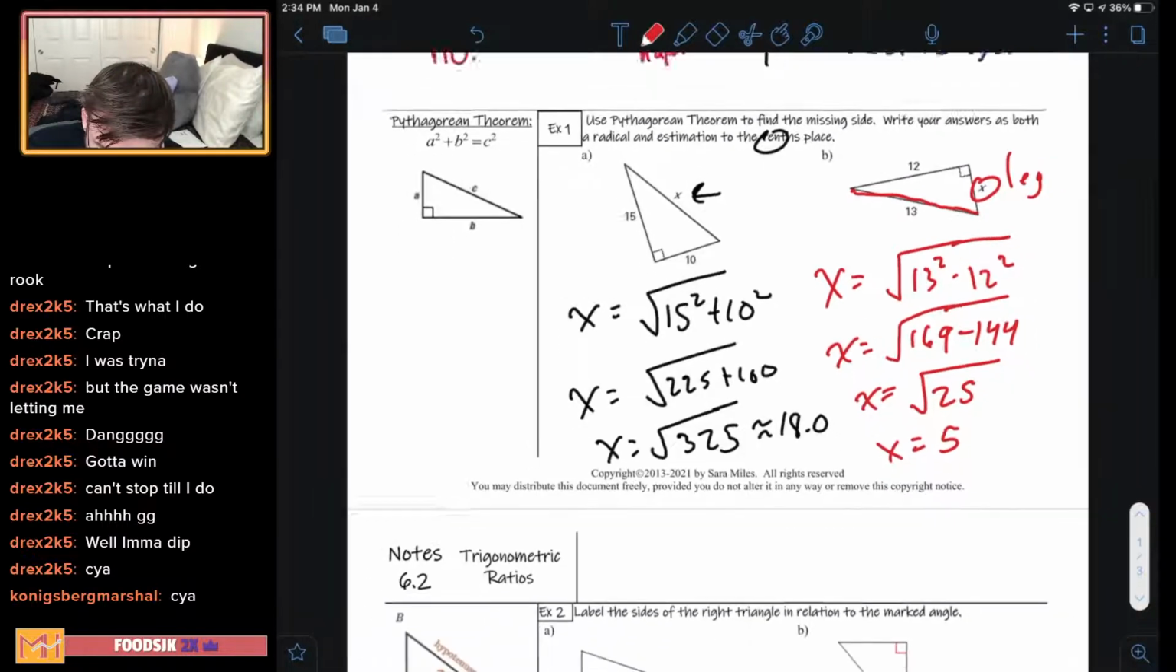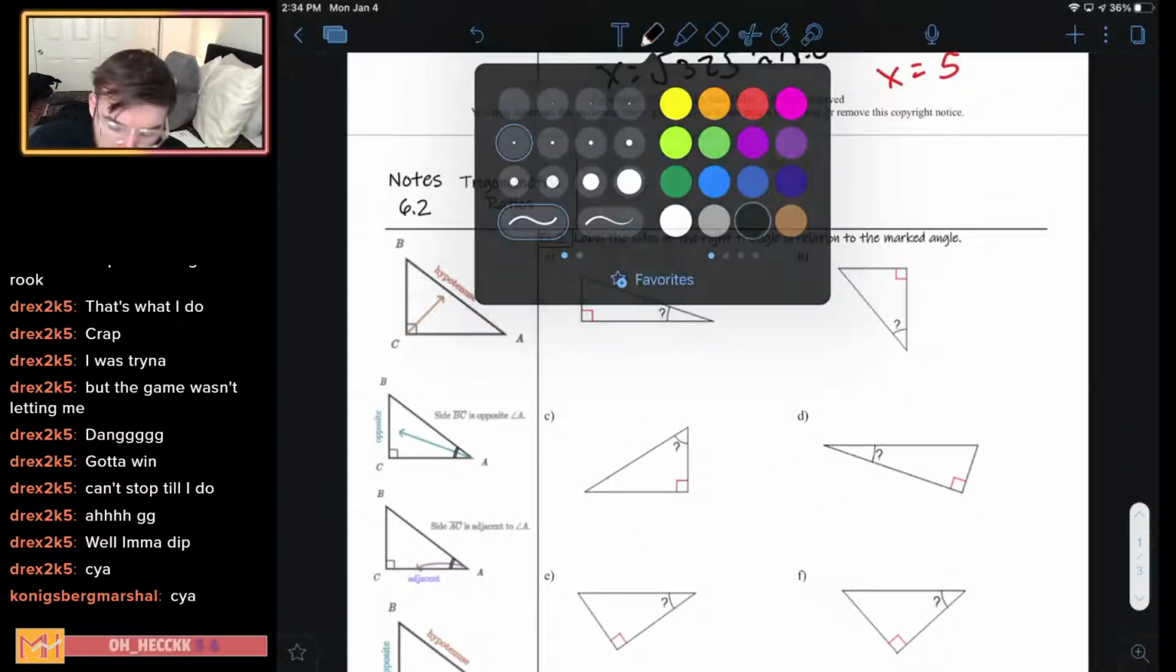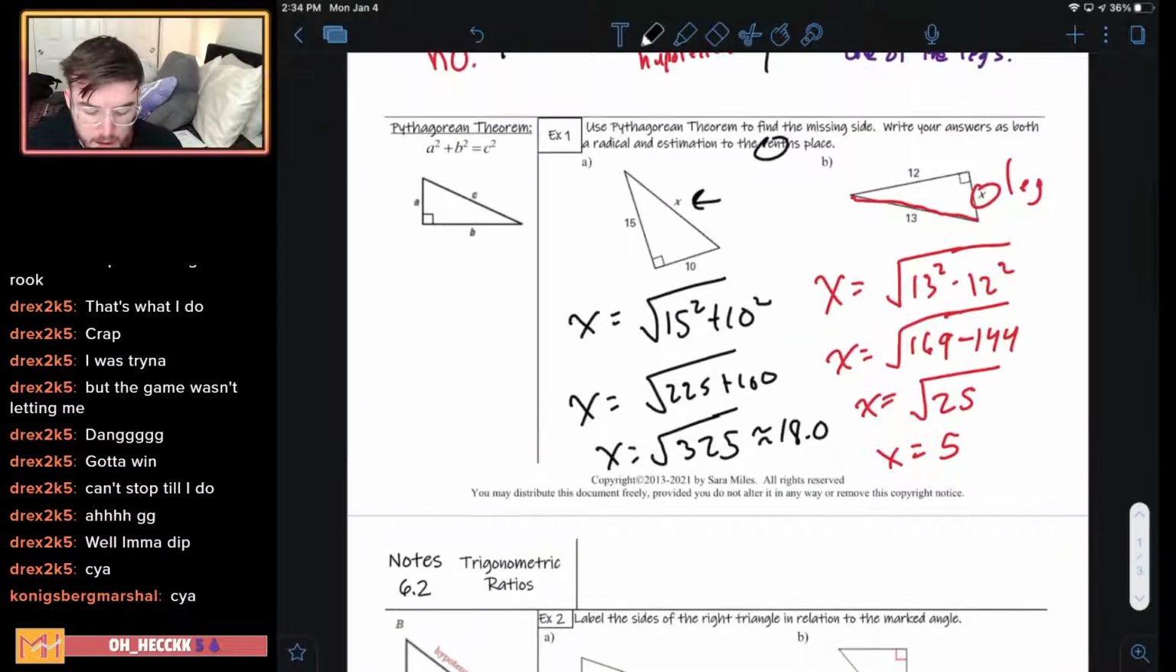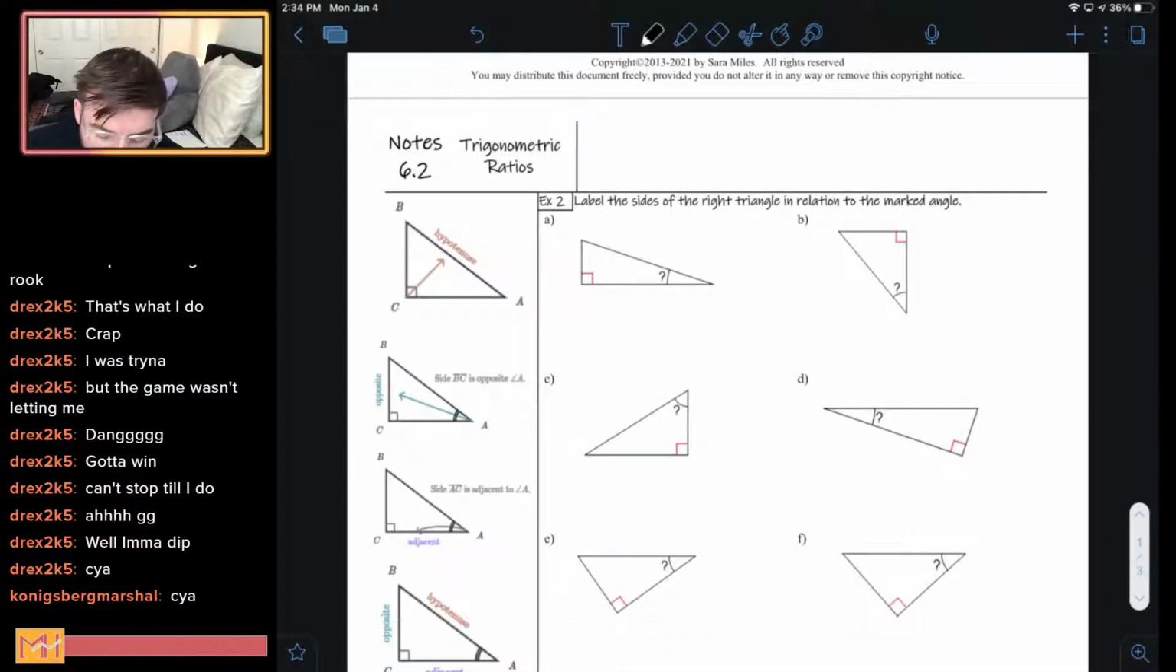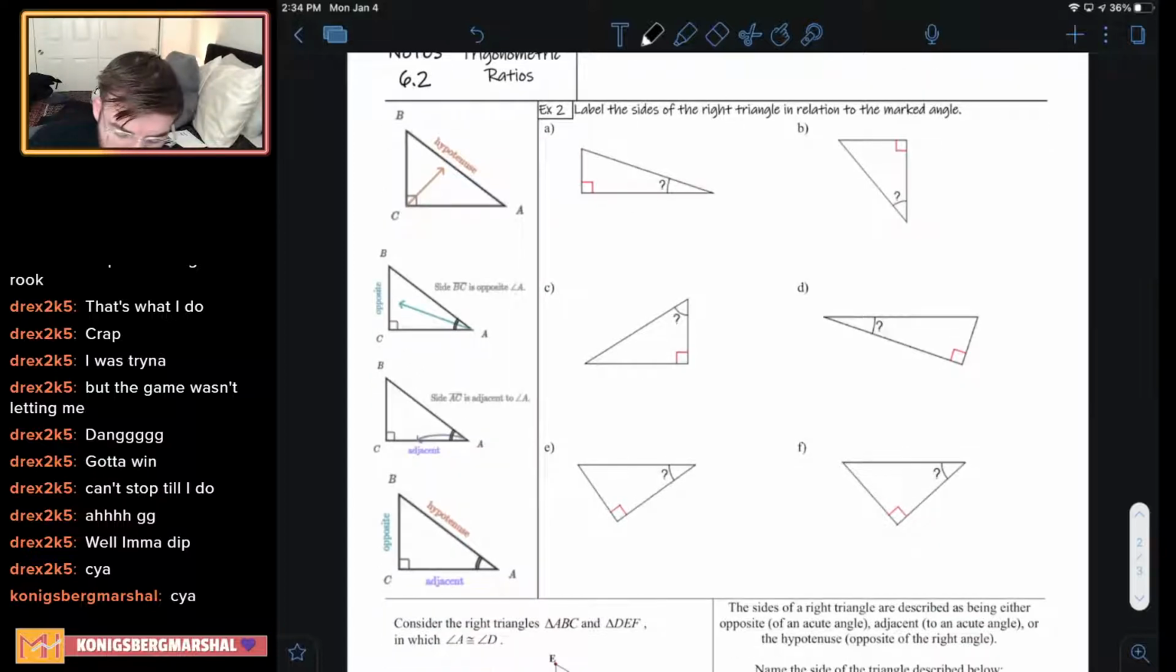All right, so let's move on to some new stuff. I'm not really going to dwell on that. Label the sides of the right triangle in relation to the marked angle. We are labeling the side that's the hypotenuse, the side that's opposite of the angle, and the side that's adjacent to the angle. Opposite meaning across. Oops, that's still a highlighter. Across. How do I spell across? And adjacent meaning next to.